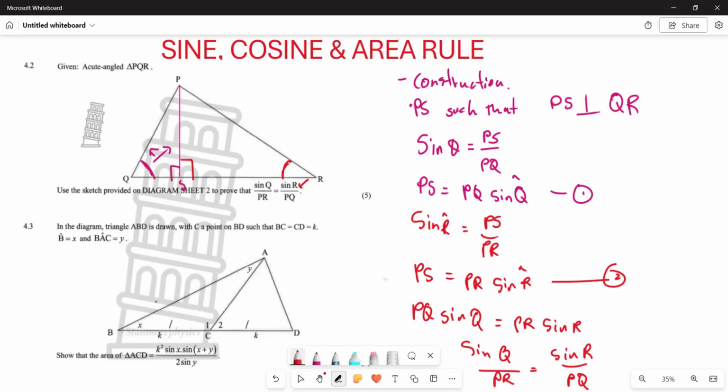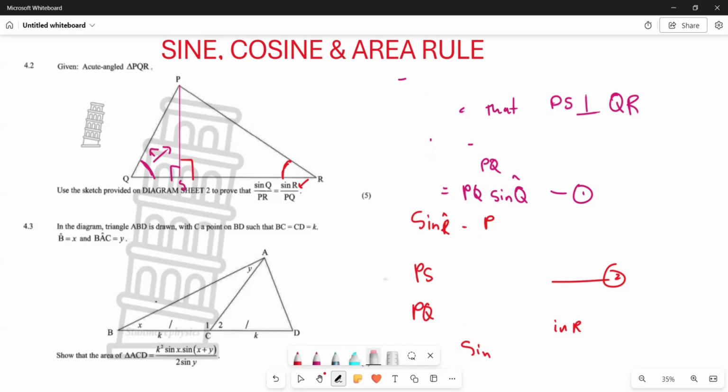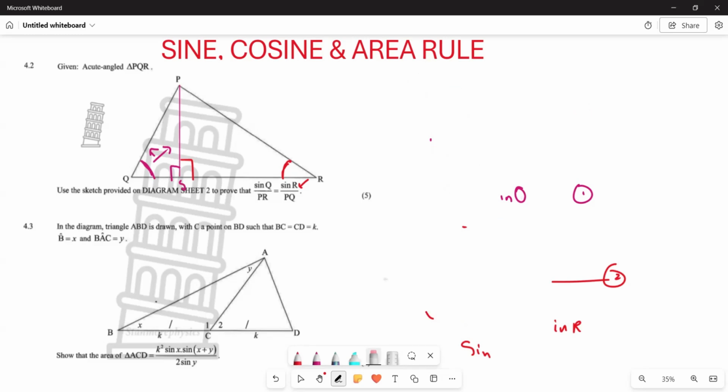Okay, hopefully now you have an understanding of how you go about doing this proof. Now let's look at our 4.3. This is your 5 marks. Let's just erase here for your 5 marks. Now they say in the diagram below, you have triangle ABD, which is drawn with C on BD such that BC is equal to CD, which is equal to K. So they are saying these two sides are equal, right? That's what they are telling us.